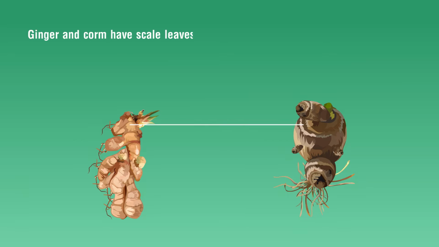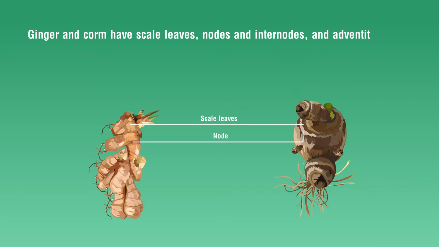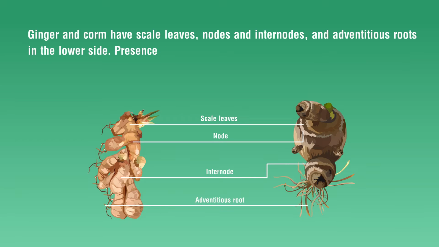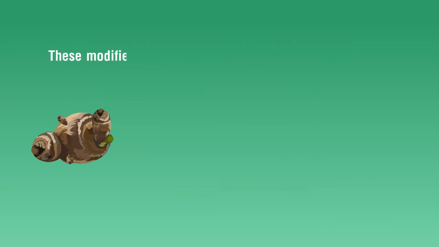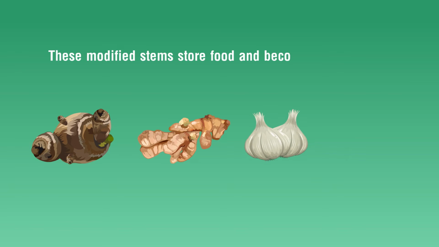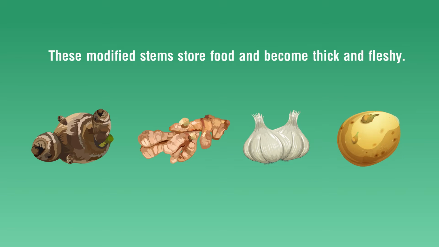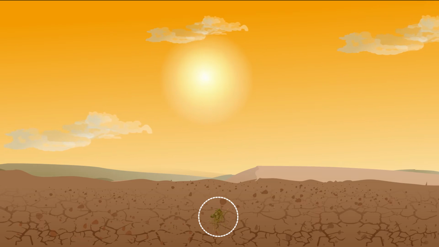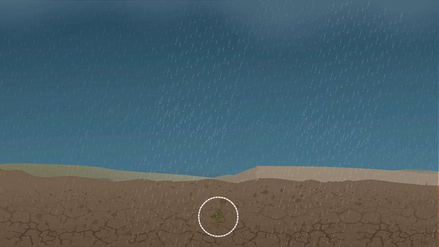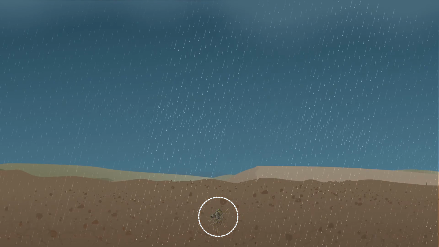Ginger and corn have scale leaves, nodes and internodes, and adventitious roots on the lower side. Presence of these features clearly indicates that ginger and corn are modified stems. These modified stems store food and become thick and fleshy. They may also act as perennial structures and remain dormant in unfavorable conditions, giving off aerial shoots under favorable conditions.